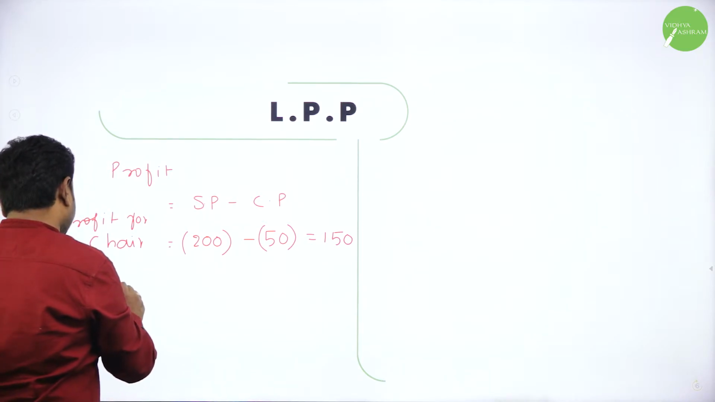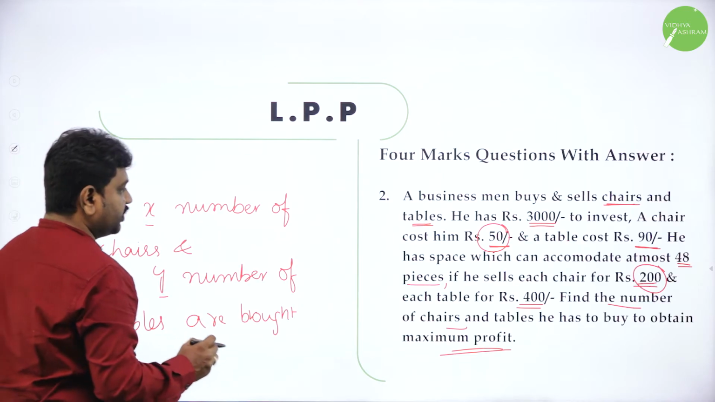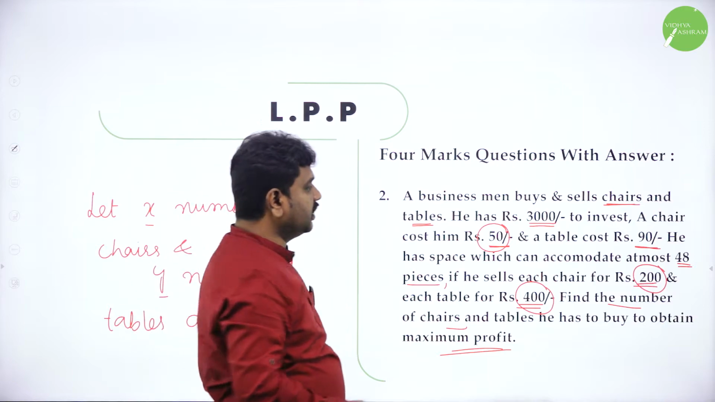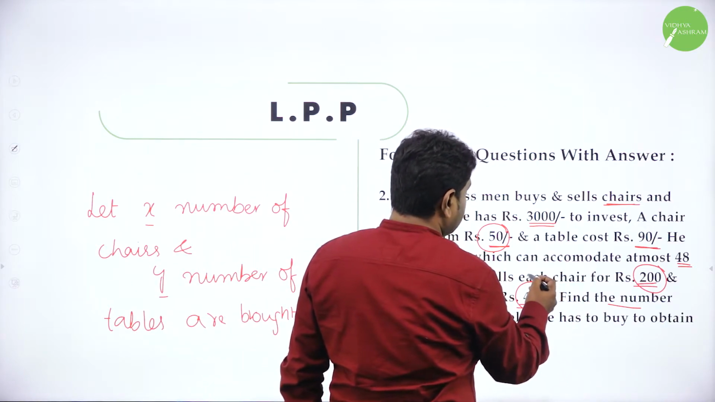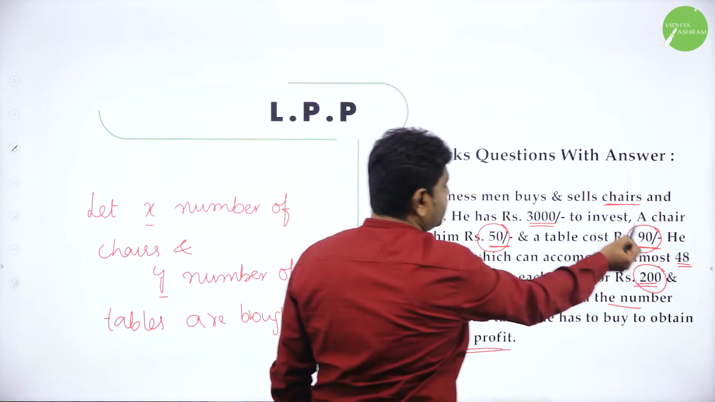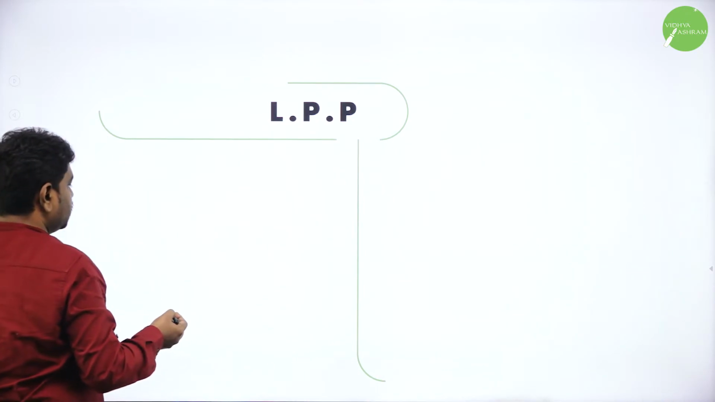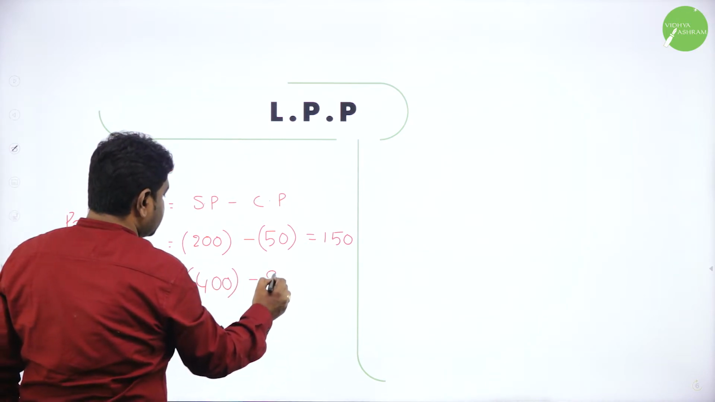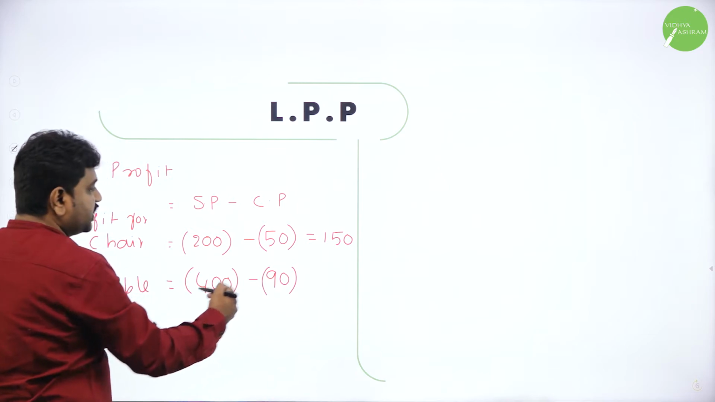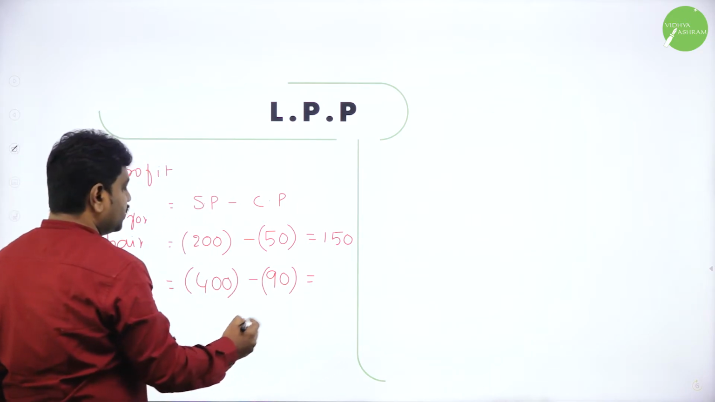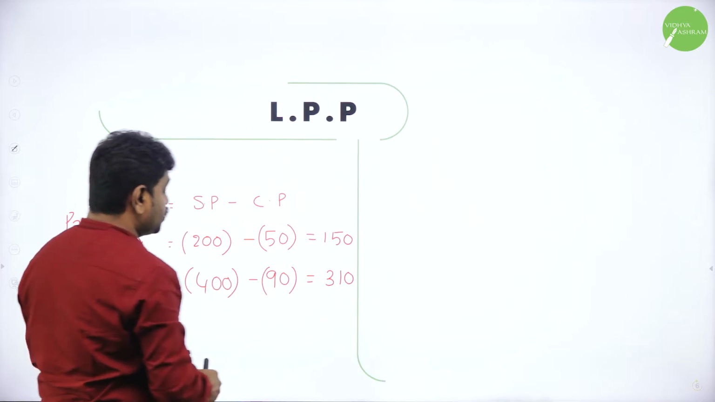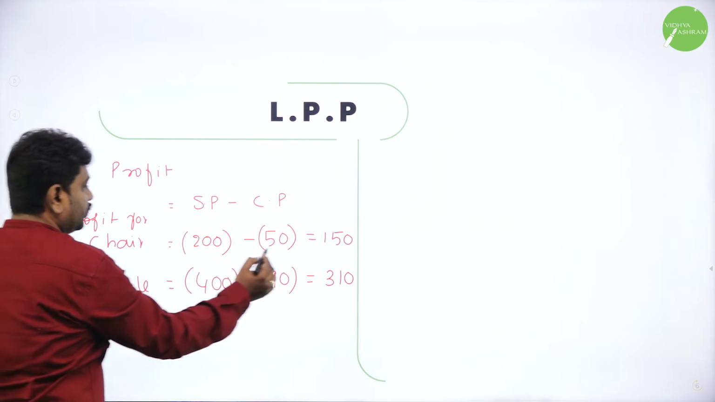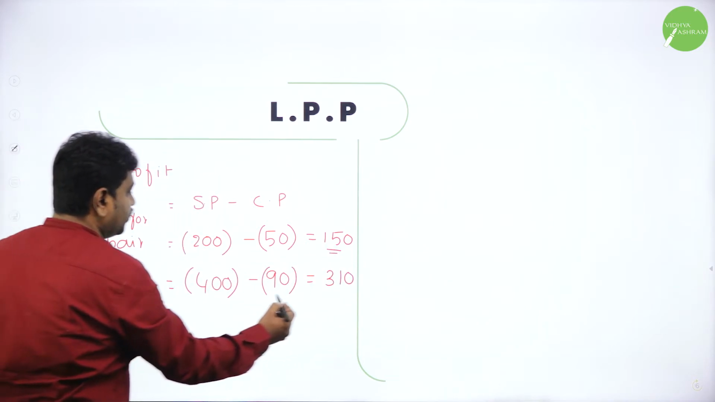And for the table, what is the selling price? He is selling a table for 400 rupees. What is the cost price of the table? The cost price of the table is 90. So he purchased it for 90 rupees and sells it for 400. 400 minus 90 is 310. So, dear students, the profit for one chair is 150 rupees, and the profit for one table is 310 rupees.